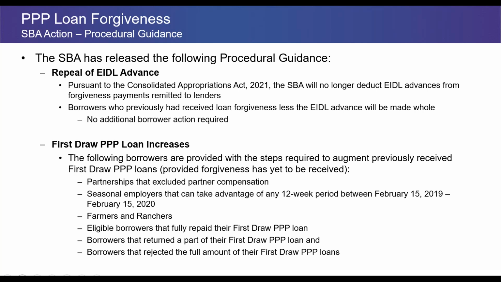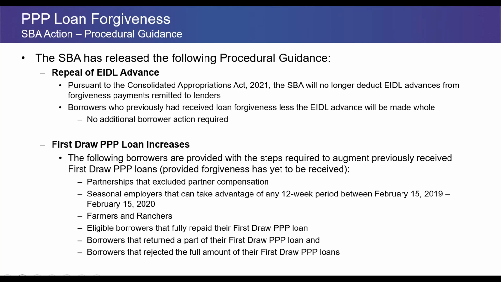And not to worry, if your forgiveness has already been reduced by this amount, the SBA will take action and will reimburse you for that amount. So if you haven't gotten it yet, there's no borrower action required, but if you do fit that situation, then contact your bank and also contact us.